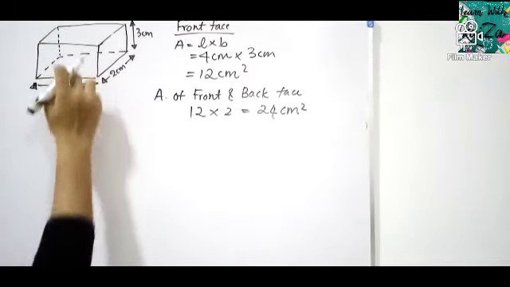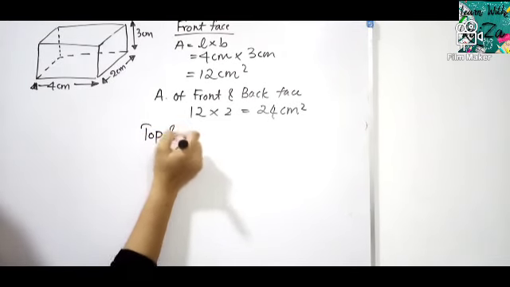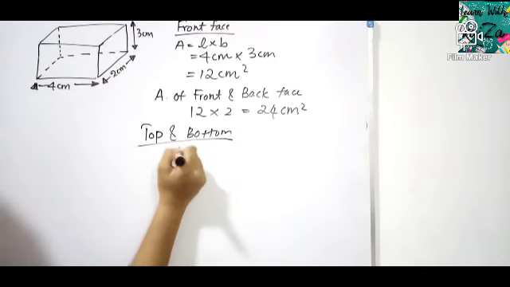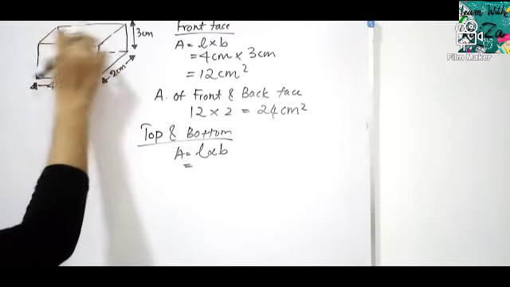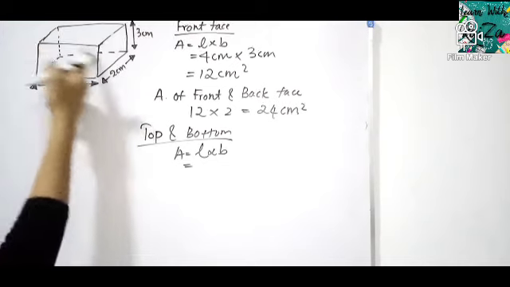They are also rectangles. Now consider the, let's say, top and bottom faces. Top and bottom faces have the same area, equal to length into breadth, because they are rectangles. So what is the top and bottom? It means this top portion and this bottom portion. So what is the length of this top portion?